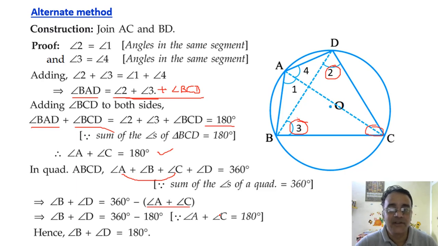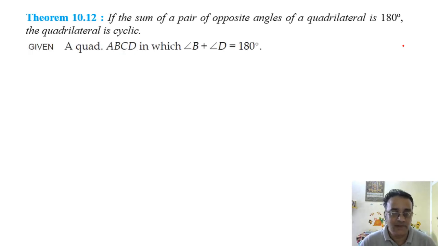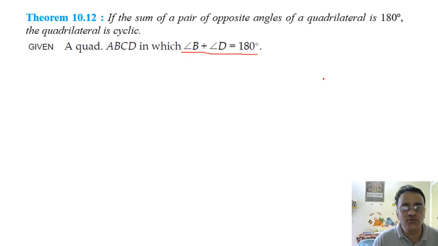You see once again. So now we are moving towards the next theorem, that is theorem 10.12. If the sum of a pair of opposite angles of a quadrilateral is 180 degree, the quadrilateral is cyclic. This theorem has also been removed for this academic year, but this is a very good theorem and this is for knowledge for all of you. So opposite angles का sum 180 degree दिया हुआ है. Let quadrilateral ABCD in which angle B plus angle D is equal to 180 degree, and what we have to show is that the quadrilateral is cyclic, or ABCD lies on the circle.